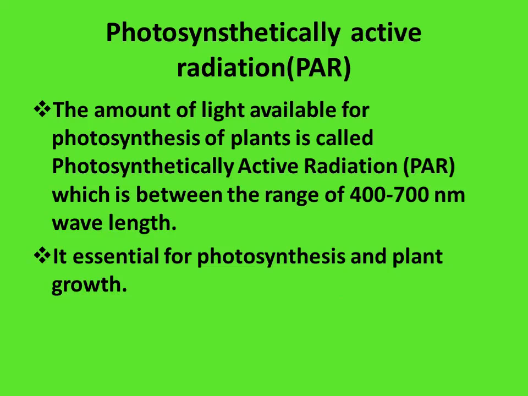Photosynthetically active radiation: the amount of light available for photosynthesis of a plant is called photosynthetically active radiation, which is in the range of 400 to 700 nanometer wavelength. Rays come from sunlight in various nanometer wavelengths. Among them, 400 to 700; some go below, some go above, 300, 200, 800, 900.